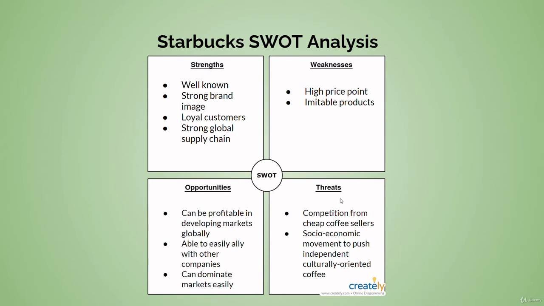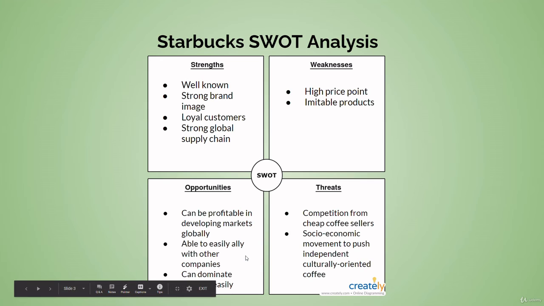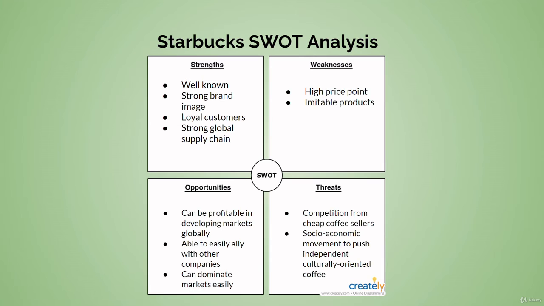One of the threats to Starbucks is the competition that they face from low-priced coffee sellers. And as you can see, this correlates to the aforementioned weakness of selling coffee at high price points. So a lot of times in SWOT analysis, the weaknesses and threats can actually be based off each other, and this is an example. Continuing with the threats, there is also a socio-economic movement to push independent coffee houses around the world. These independent coffee houses sell culturally oriented coffee that goes against Starbucks' more basic types of coffee.